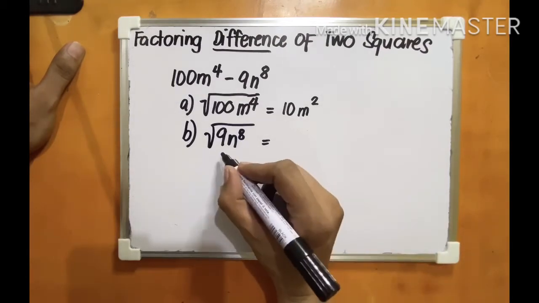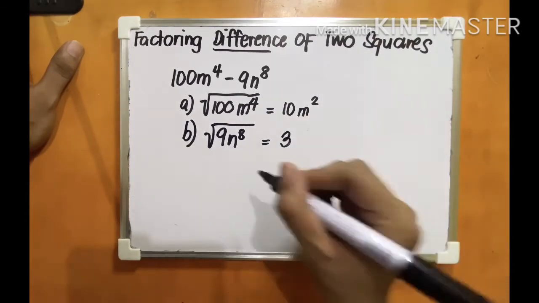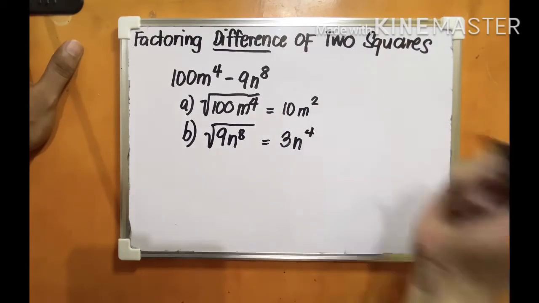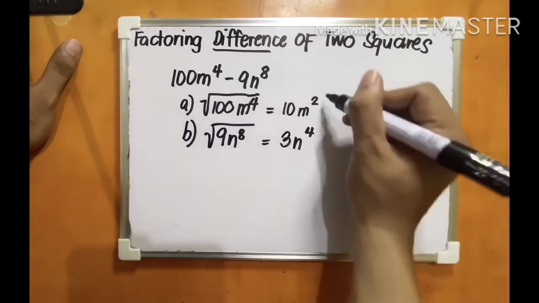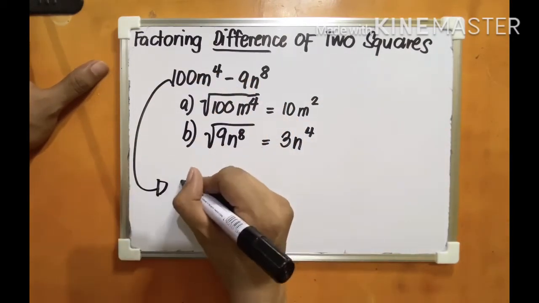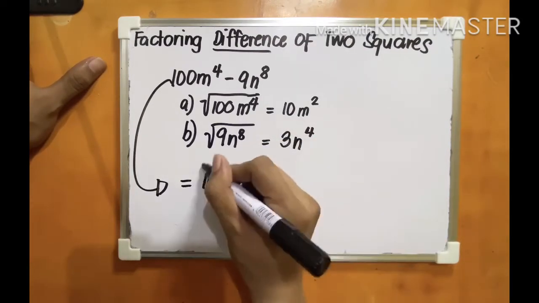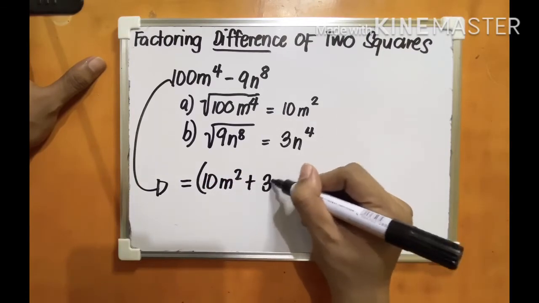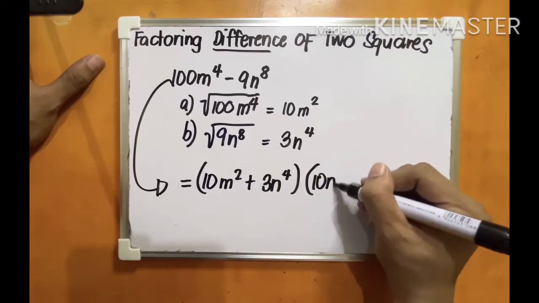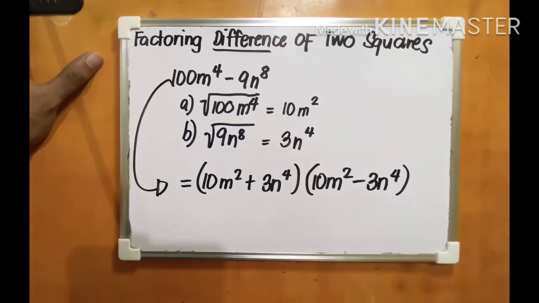Okay? Next, step B, n. 9. Square root of 9 is 3. Then n, 8 divided by 2 is, okay, correct, 4. We will use this one to get the factors. So the answer is 10m squared plus 3n to the 4. Then the next factor is 10m squared minus 3n raised to 4.